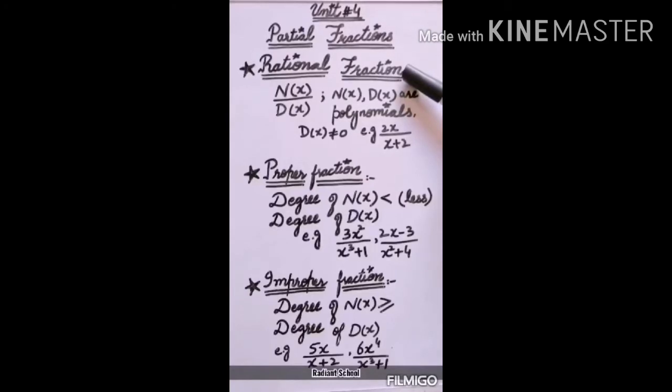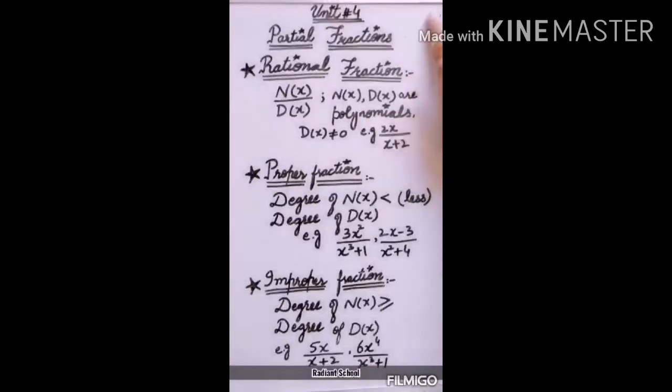Students, as you are familiar from rational numbers that you have discussed in your previous classes, a number which can be written in the form of P by Q, where P and Q are integers and Q must not be equal to 0. Same is the case here with the rational fraction. Which type of fraction is said to be a rational fraction?